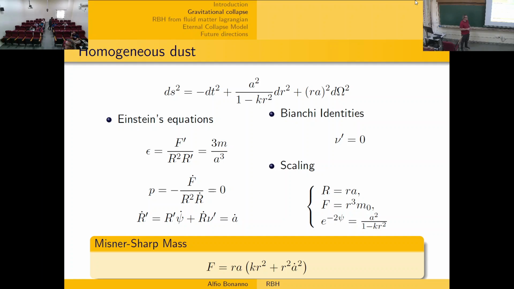Here, the energy density is basically what? The energy density for dust, mass over volume. Nothing really special. There is no pressure, so P is 0, and this must hold, of course. That's just a definition of this quantity. The Misner-Sharp mass is given by this expression.